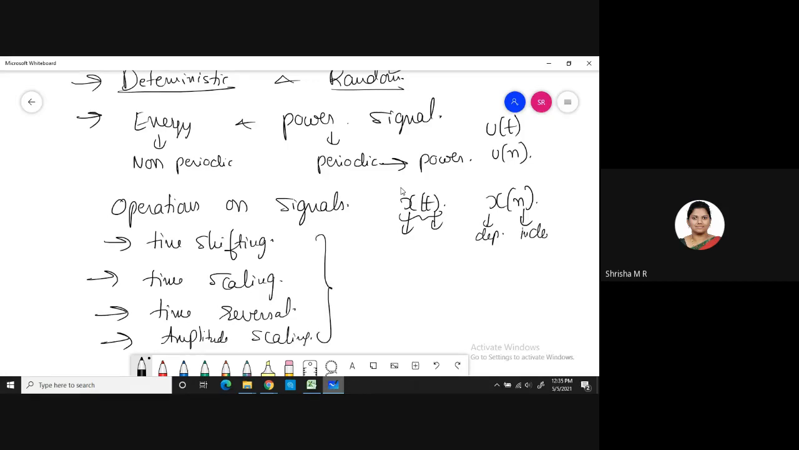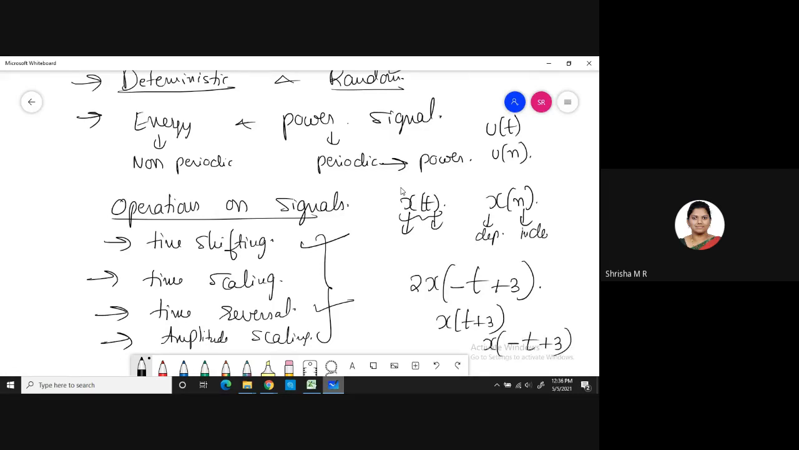So given any function, we know how to do operations on signals, right? If you have been given 2 times x of minus t plus 3, what do you do first? From the law of precedence, first you will do x of t plus 3, time shifting. Then you will do time reversal because there is no time scaling here. You'll take the mirror image of that and get x of minus t plus 3. Then you'll amplitude scale it, increasing the amplitude by multiplying it by 2. This is the precedence rule.